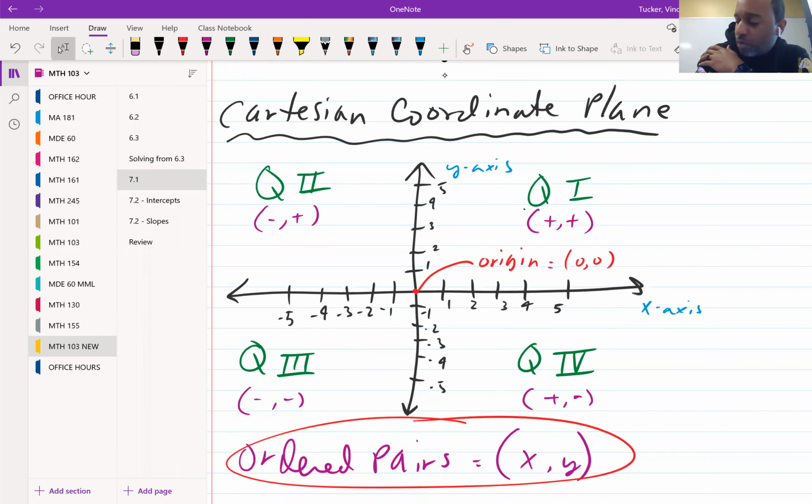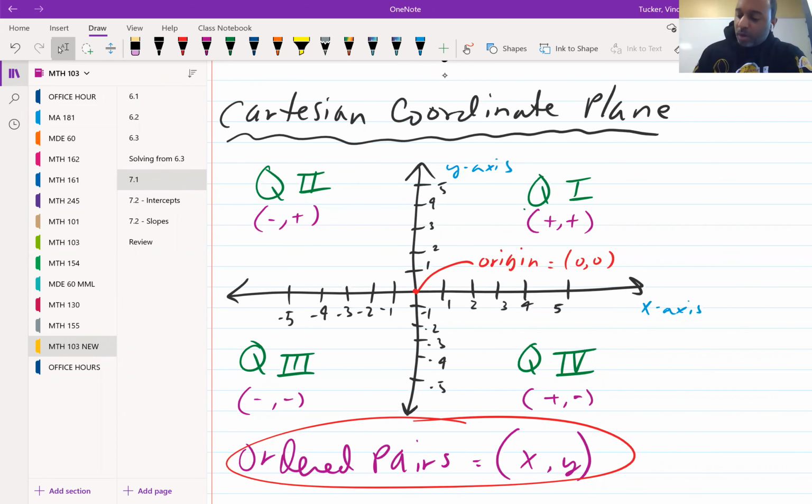Quadrant 1, quadrant 2, quadrant 3, and quadrant 4. To get into quadrant 1, you have to make 2 positive moves. Into quadrant 2, negative, then positive. Quadrant 3, 2 negative moves. Quadrant 4, positive, then negative.